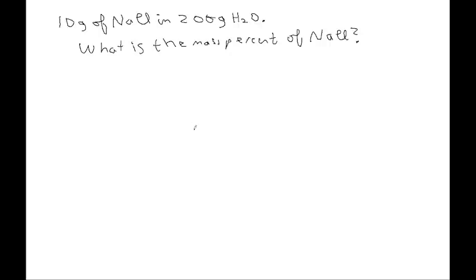So 10 grams of NaCl, divide that by, what is it, 23 plus 35.45, that's 58.45 grams per 1 mole. Oh, and you would probably want to look for X, the mole fraction of the solute.